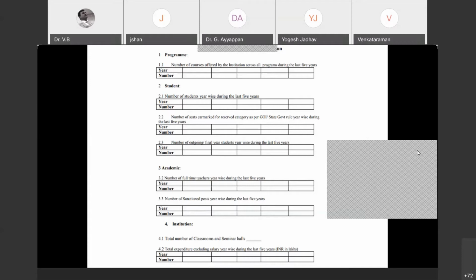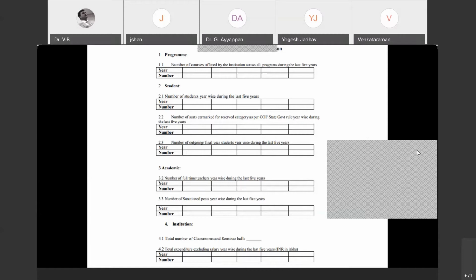And 2.2 says number of seats earmarked for reserved categories. This would be as per rules. The departments don't have any say in that. The only thing is that the departments should also know the split-up in which the seats under their department are being earmarked to the students under the various categories.